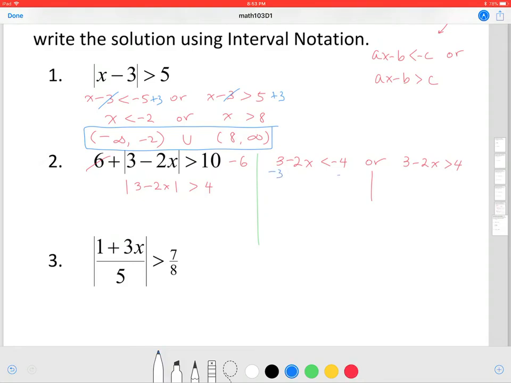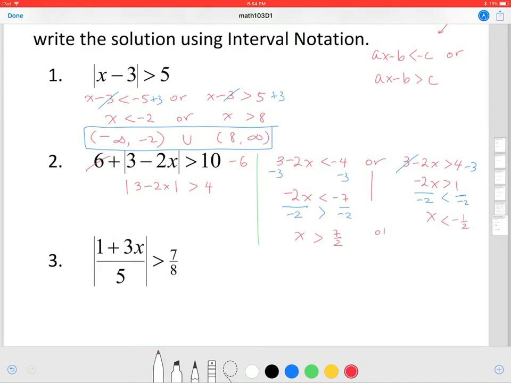Subtract 3, so we have negative 2x is less than negative 7. Be careful here. Now we are going to divide by negative 2, meaning your inequality symbol switches. So we have x is greater than positive 7 over 2. The second half: we again subtract 3, giving us negative 2x is greater than 1. Divide by negative 2, switch the inequality symbol, and we have x is less than negative one half.